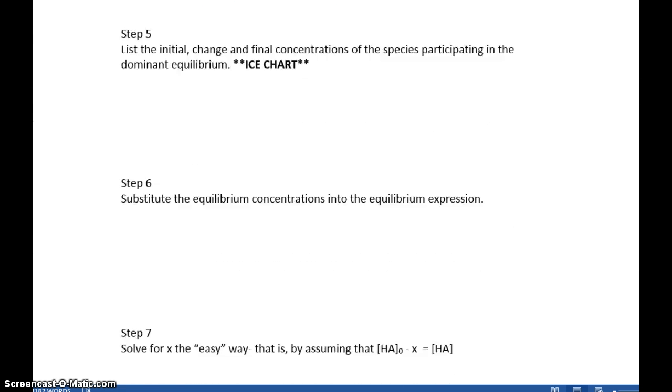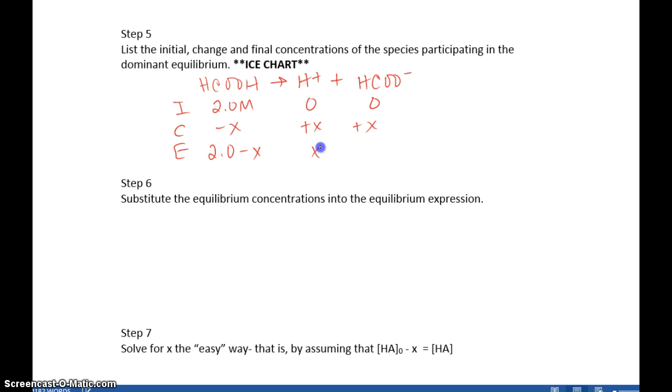List the initial, change, and final concentrations of the species participating in the dominant equilibrium, that ICE chart. So we have HCOOH yields H plus HCOO minus. I'll set up my ICE chart. My initial concentration of the formic acid was 2.0 molar. And my initial concentration of those two was 0, because when I put it in the solution, there would be none of it in existence. This is going to go down by a factor of x. These will increase by a factor of x. And now it's 2.0 minus x, and x.